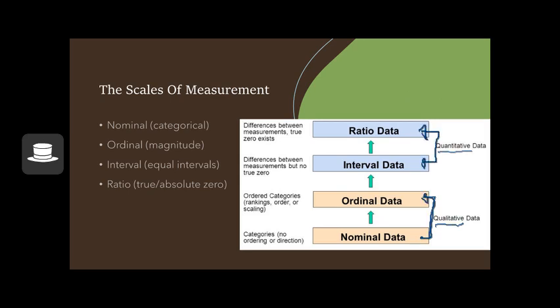So the thing that ratio introduces, so it has magnitude. You can tell that things are greater. It has equal intervals, right? So you can actually start doing addition and subtraction, but it has what's called a true or absolute zero. That true zero is very important because it allows you to do multiplication and division, right?